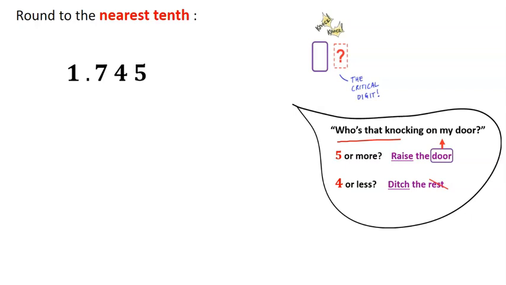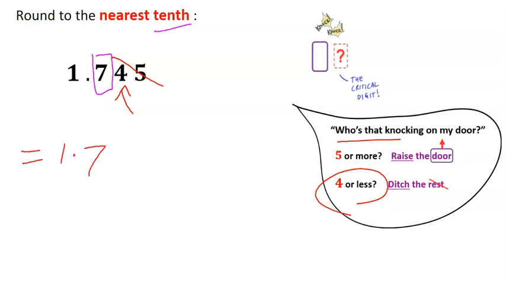Round to the nearest tenth. That tells you where to put the door. Look at the digit, sing the ditty. Who's that knocking on my door? 5 or more, raise the door. Nah. 4 or less, ditch the rest. Answer, 1.7, correct to the nearest tenth.